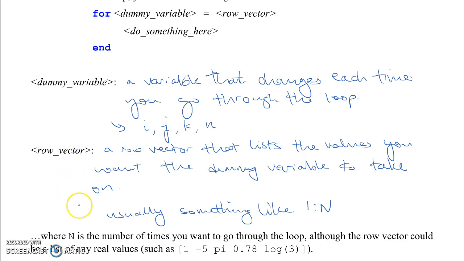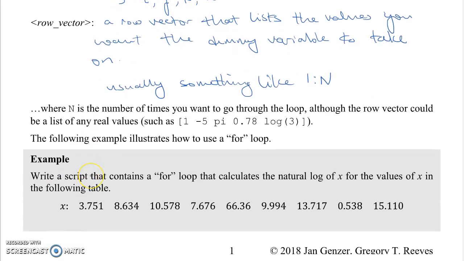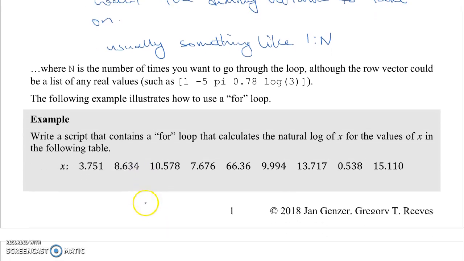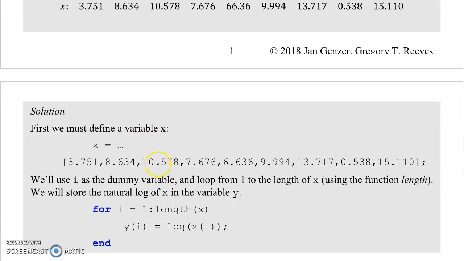So let's just take a look at a very simple example of how to use a for loop. In this example, we want to write a script that contains a for loop that will calculate the natural log of x for the values of x in the following table. X basically taking on these values. Now, these values aren't in any particular pattern. I just wanted to have an illustration. So the first thing we're going to do is define our variable x. Then we're going to run the for loop just like this. So let's go ahead and take a look at that.